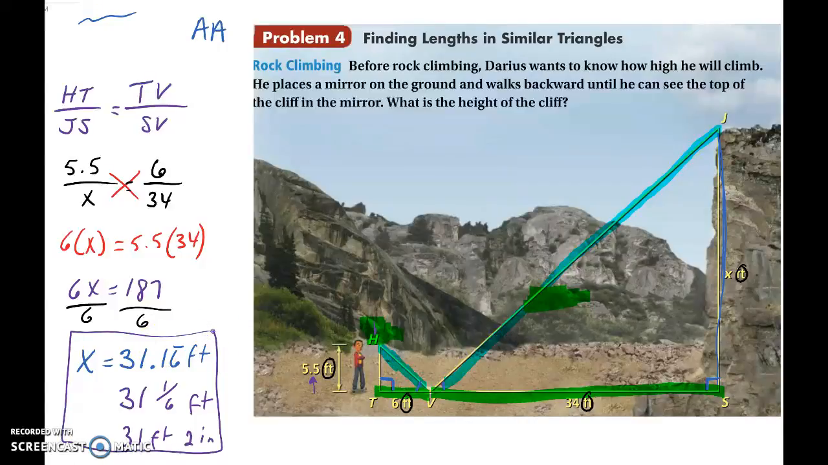So we were able to use indirect measurement to solve for the height of the cliff, and we can create similar triangles. All right, so that is it for this video, and that's it for this section.